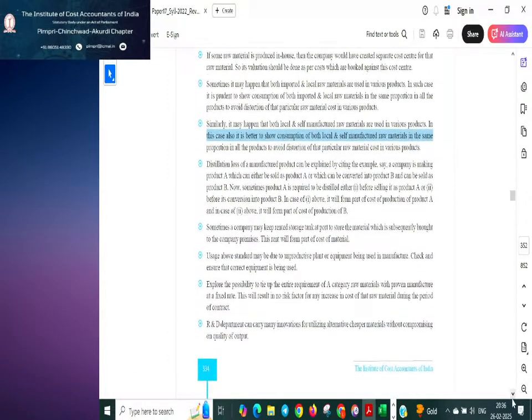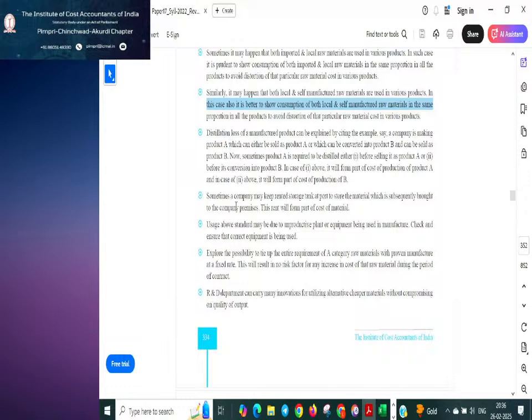Rented storage. Sometimes the company may keep a rented storage tank at the port to store the material which is subsequently brought to the company premises. This rent will form part of the cost of material. So once again we have to apply the cost record rules of materials and the cost accounting standard of material cost to find out whether this cost will be included or not.